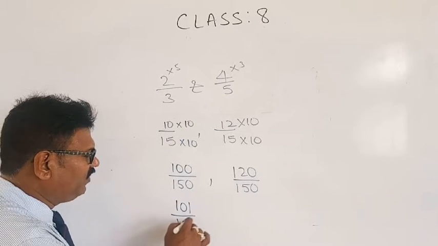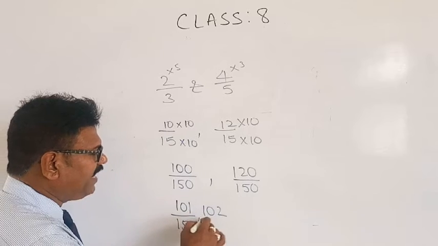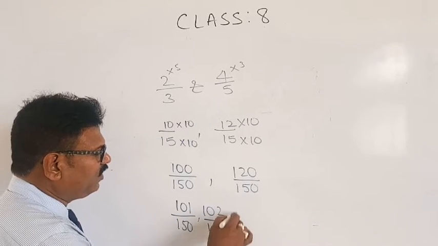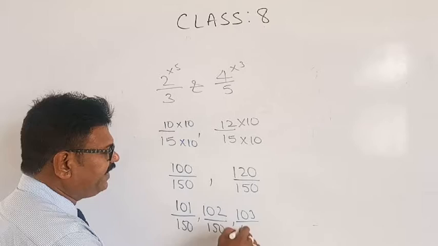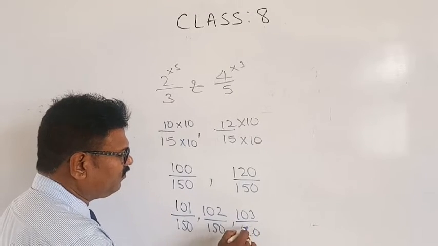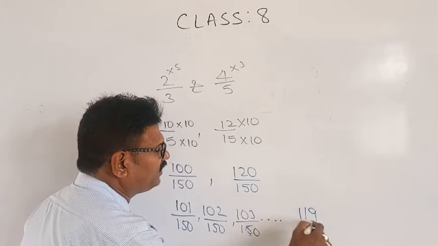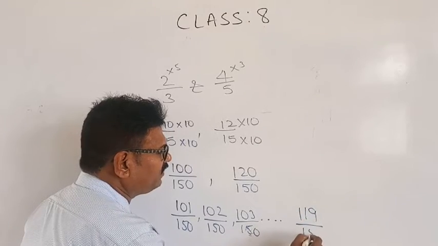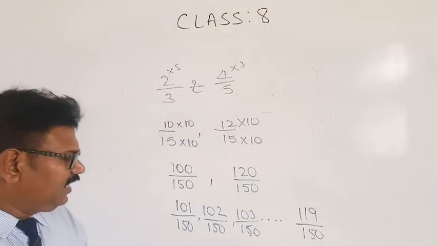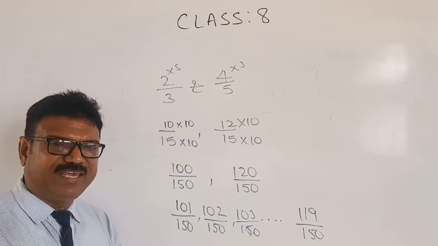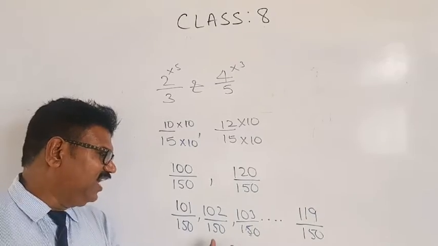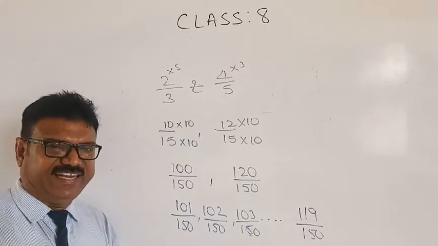101 by 150, 102 by 150, 103 by 150. Directly how much? Last number 119 by 150. Out of these numbers, you can pick any 5 numbers. It's not that these numbers only are correct.